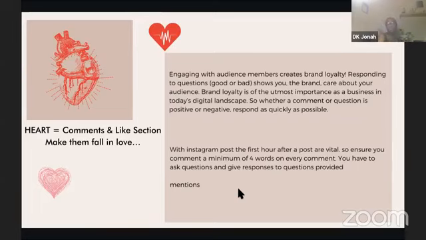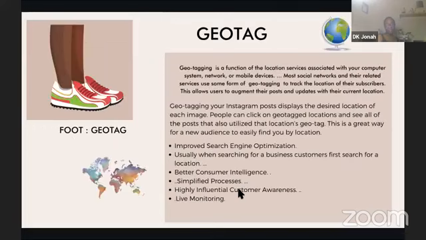Then you can put your mentions here. I'm going at lightning speed, I know. This is one that we all neglect, your geotag. Your geotag is important. We're not saying tag your specific location.